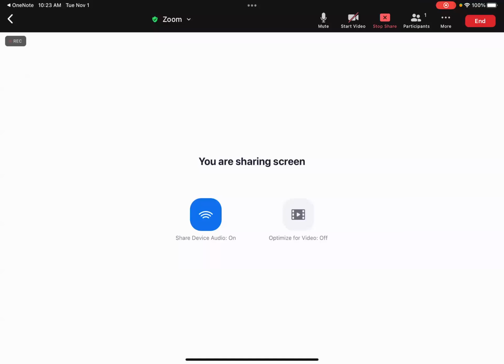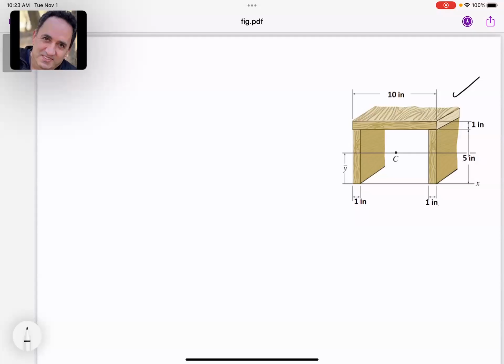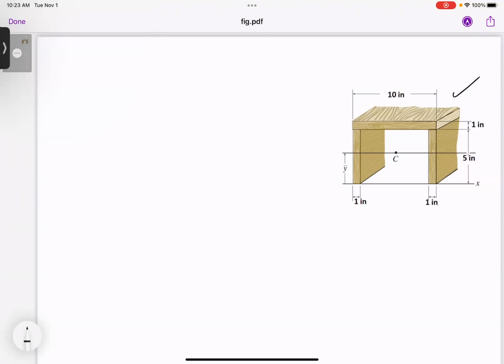Okay, so I'm going to stop my video and start the process of calculations. So you know that in order to figure out the location of the centroid, by inspection, the centroid would be on this line. So Y bar is what we're looking for, right?